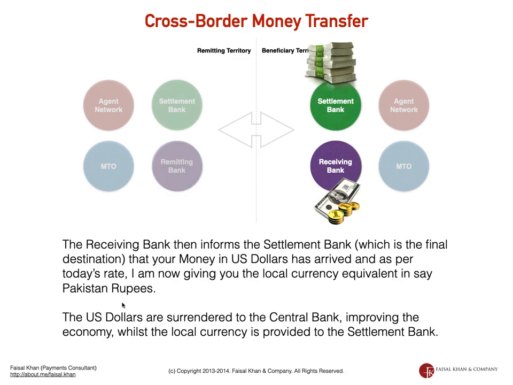The receiving bank then informs the local settlement bank on the beneficiary side, hey, guess what? I got your money. And let's say in this case it was Pakistan, they say, okay, I'm going to convert them into Pakistan rupees. So they take the dollars and surrender them. The dollars are surrendered to the central bank, which improves the economy, and the local currency is provided to the settlement bank.